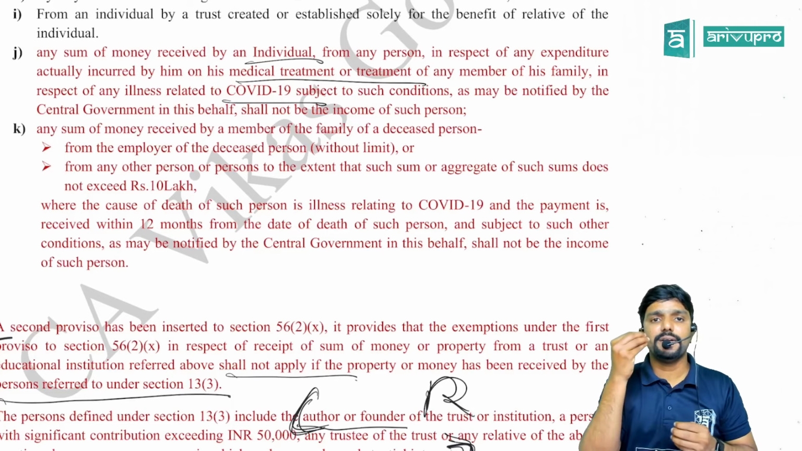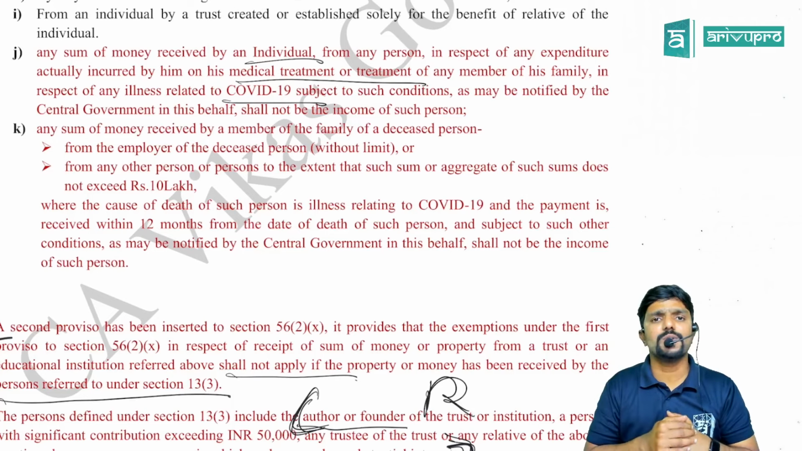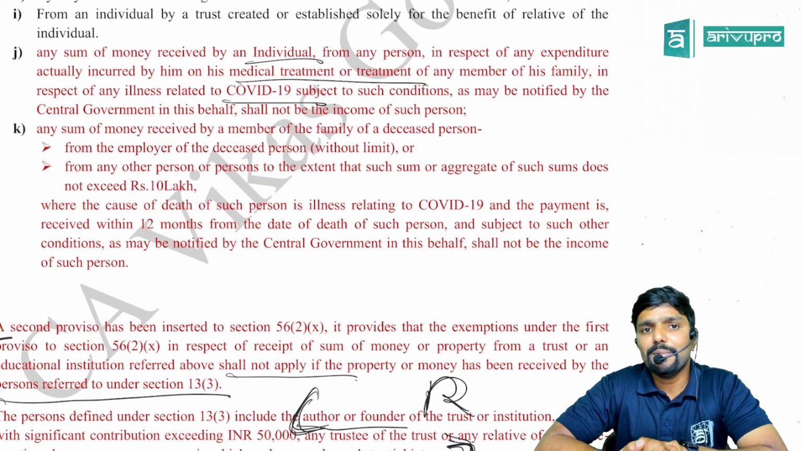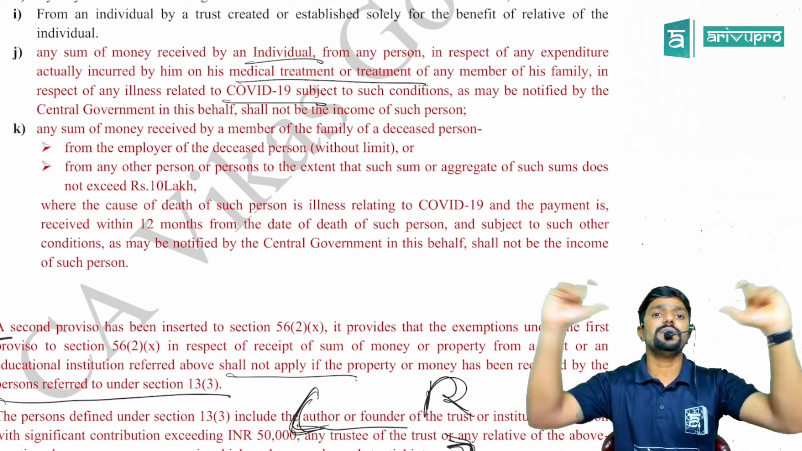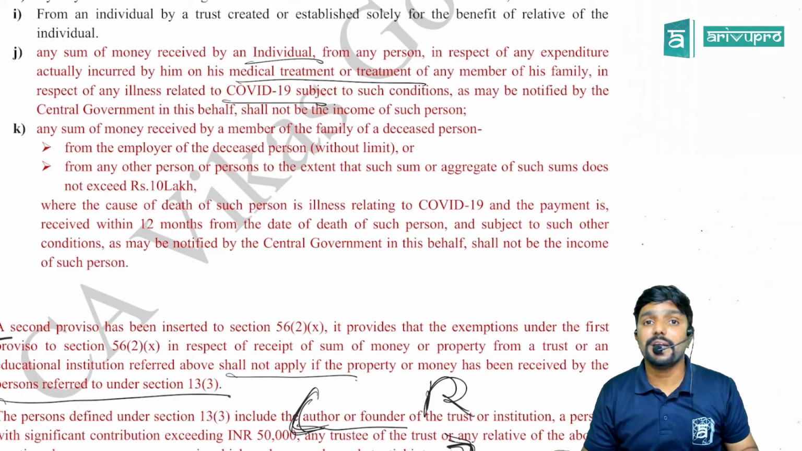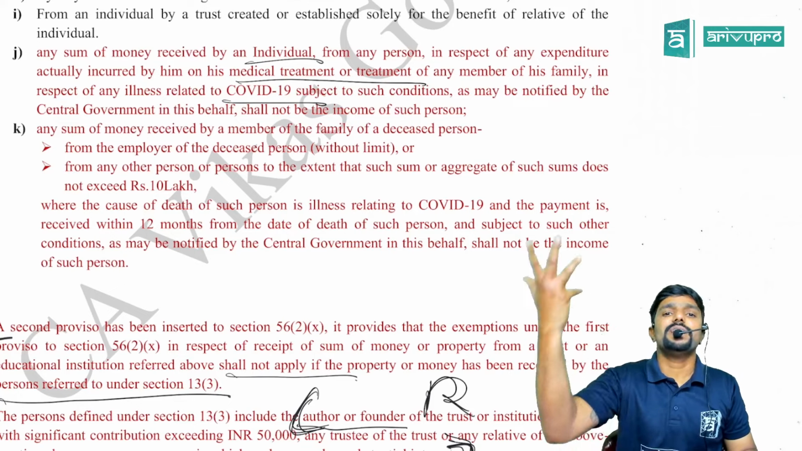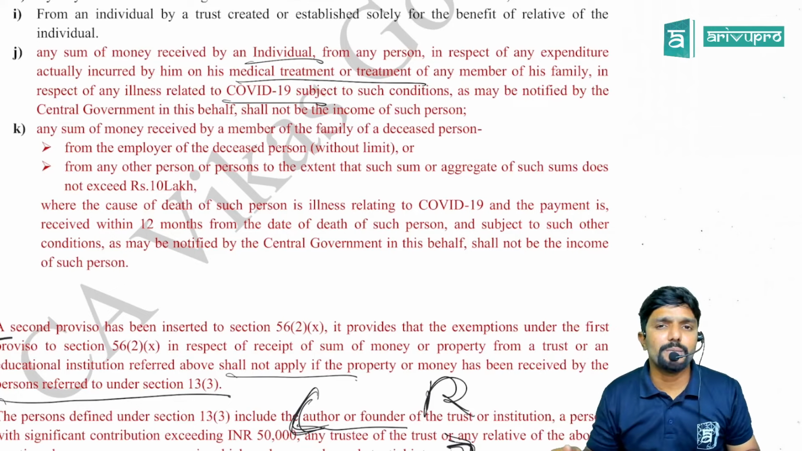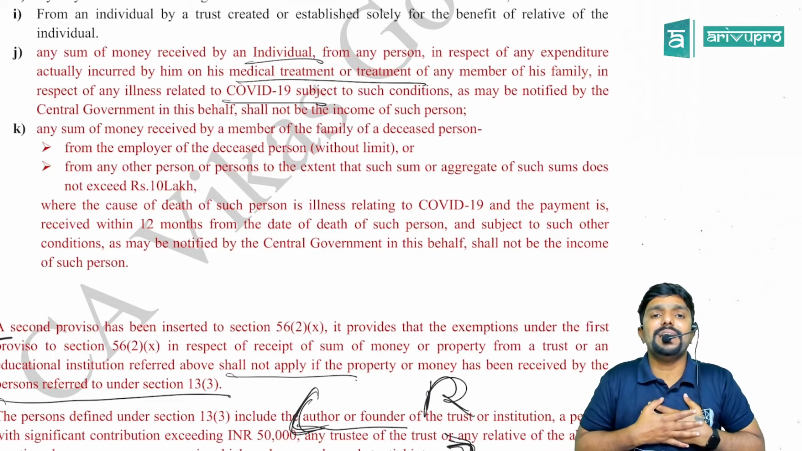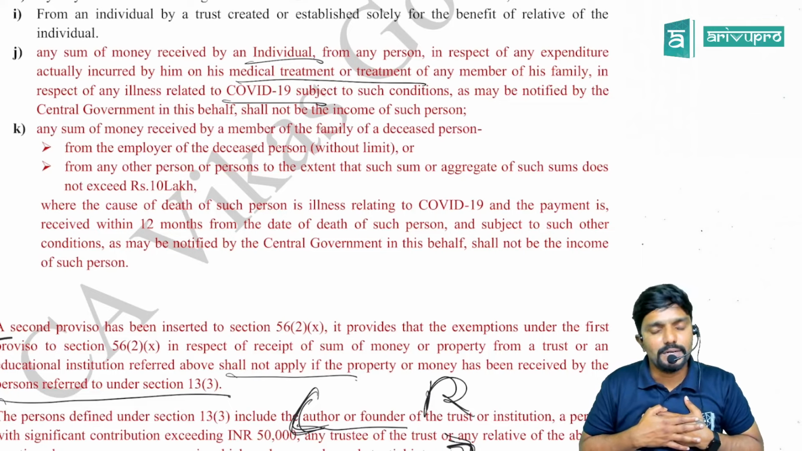Assume a person has died because of COVID-19. He was tested positive and COVID-19 is the reason for his death. Now any of his family members are receiving compensation. Who is giving it? You check. Either the employer of the deceased person might be giving it, or any government authority or any charitable institution might be giving it. Whoever is giving that compensation to the family members receiving it, it is not taxable, guys.